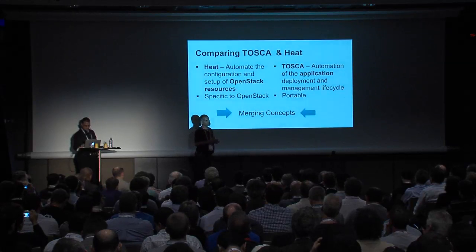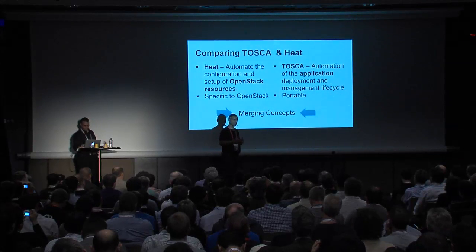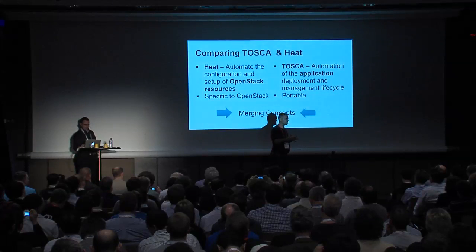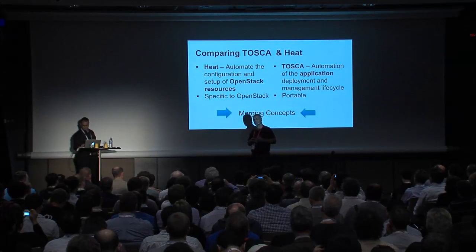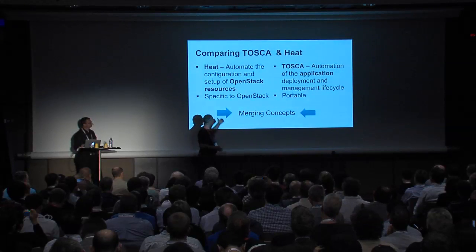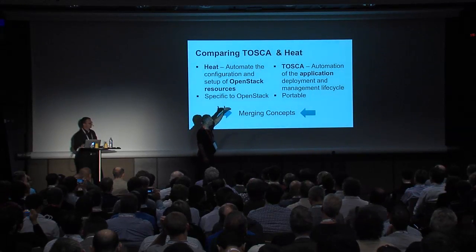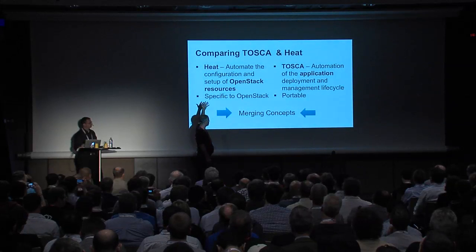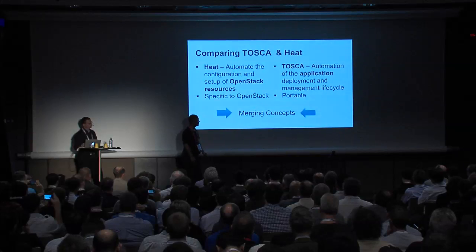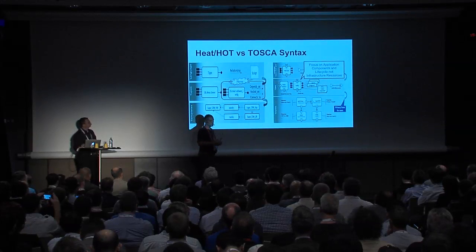Another thing to note is that those concepts are merging. The infrastructure-driven model and the application-driven model are merging, and the requirements between the two models feed one another. So again, in TOSCA, we have an application-centric view, and it's portable. In OpenStack, we're coming from the OpenStack resources into the application itself. And if we look at the next slide, we can actually see one incarnation of that.